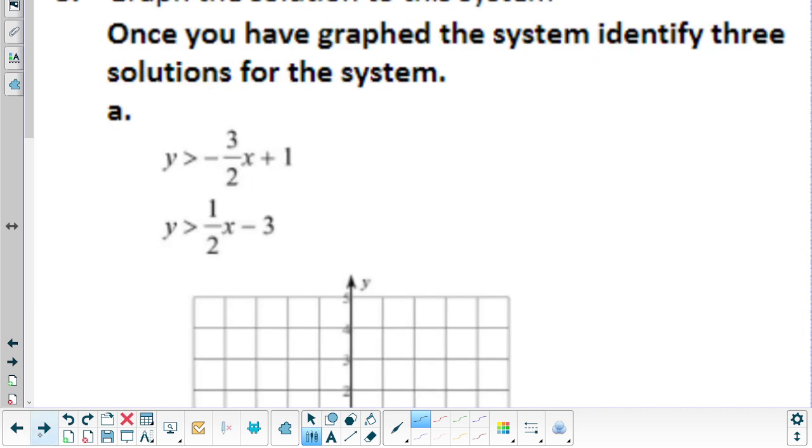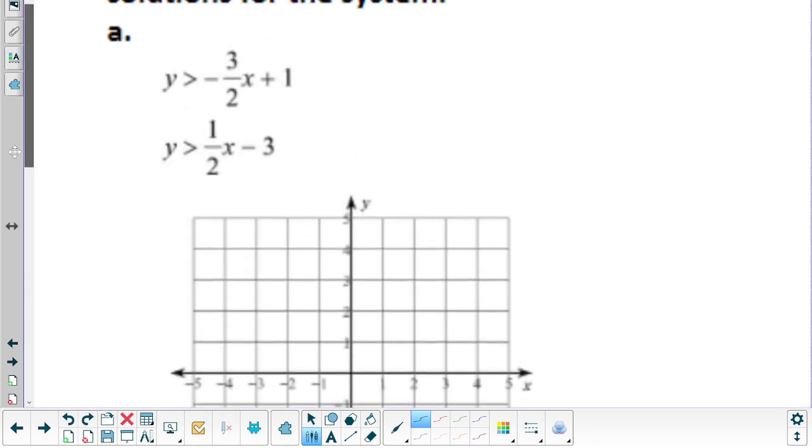All right, we're almost there. This time we're going to graph our systems of equations. So we kind of jumped back to what we were just doing. And then we're going to shade to find the solution. And then we have to describe some points that are in our solution area.